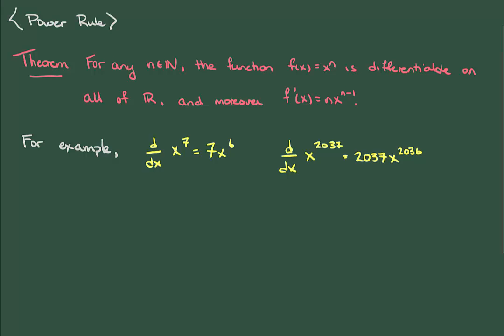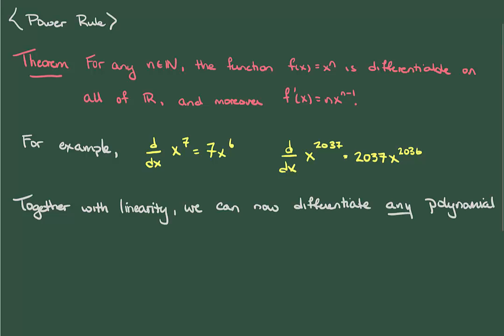Now, as I mentioned, knowing how to differentiate monomials will tell us how to differentiate polynomials. That's because all polynomials are sums and scalar multiples of monomials. Since the derivative is linear, we can now differentiate any polynomial. I'll start by showing you how this works abstractly. Let's suppose we have a generic polynomial, like so.